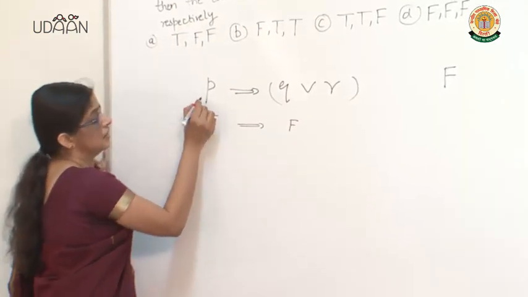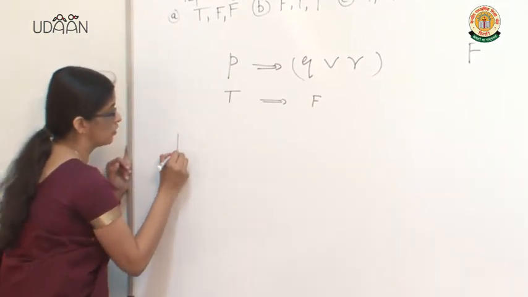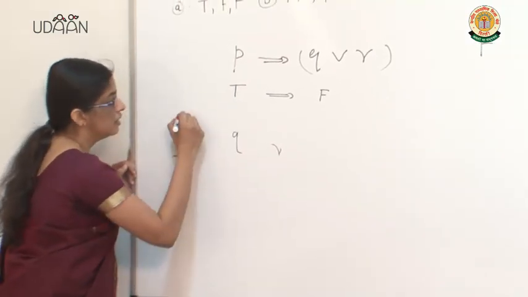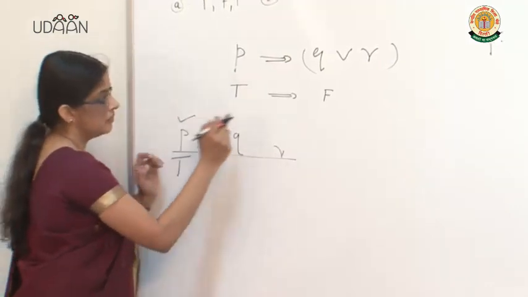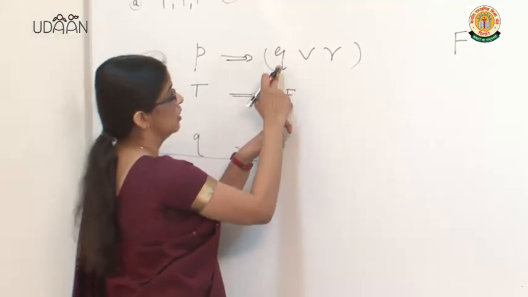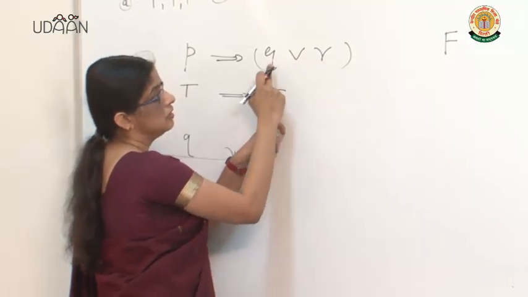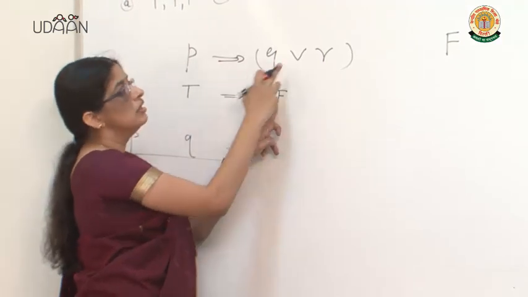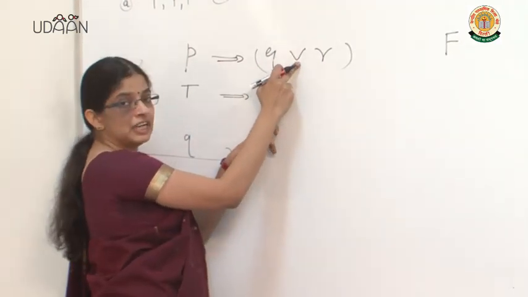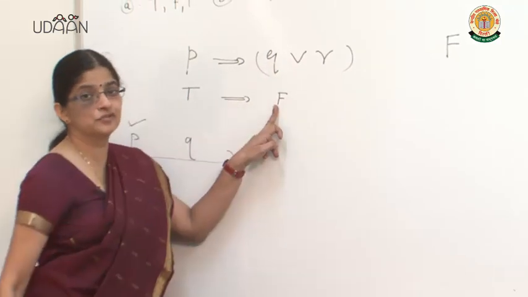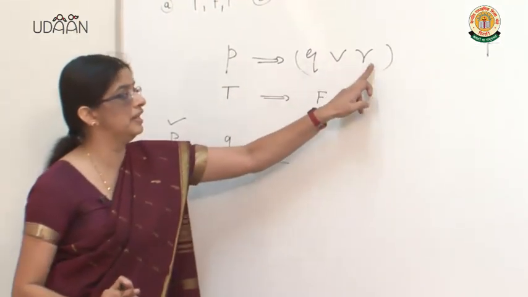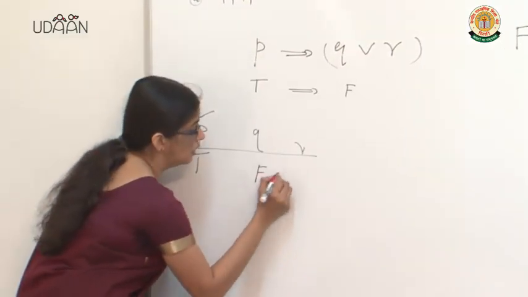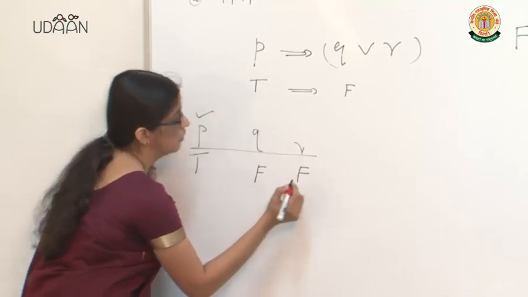So this implies the truth value, I'll write the truth values of P, Q and R over here. The truth value of P has to be T, right? Then implies, let's discuss this. Q or R, the truth value of Q or R is false. Recall the truth table of OR statement is false only if both the components are false. So it is possible only if Q is false and R is false.